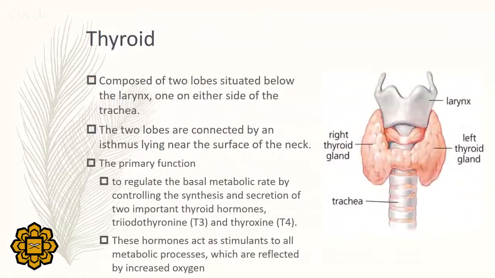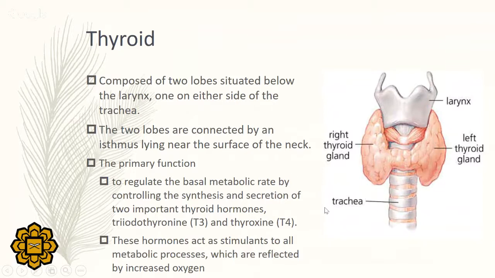Okay, now we look at the second system, the thyroid. First, we need to understand what a thyroid looks like. So this is the image of the thyroid. In normal humans, everyone will have two lobes of thyroid below the larynx, one on both sides, on the right and on the left. Some people have the thyroid removed due to infection and so on, but a normal human will have two lobes, connected by what we call the isthmus, lying near the surface of the neck.